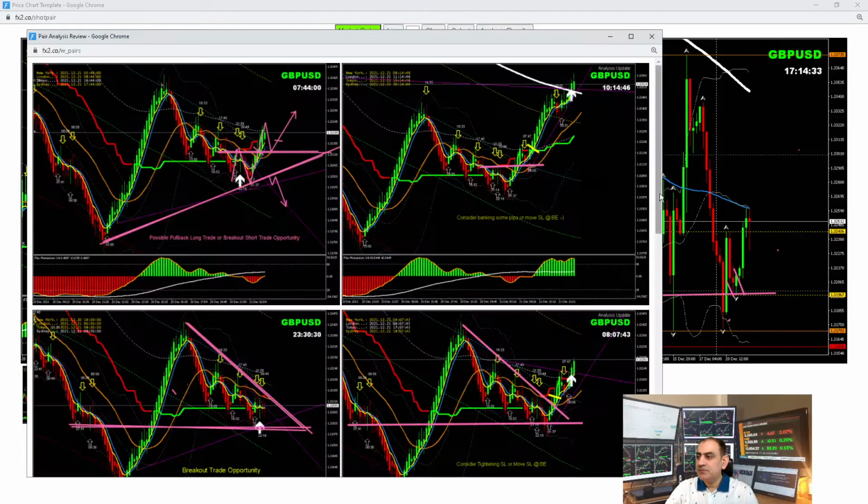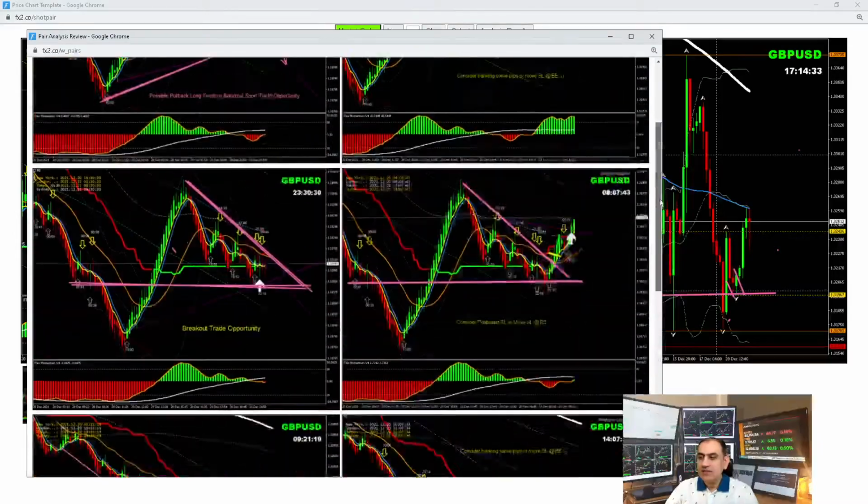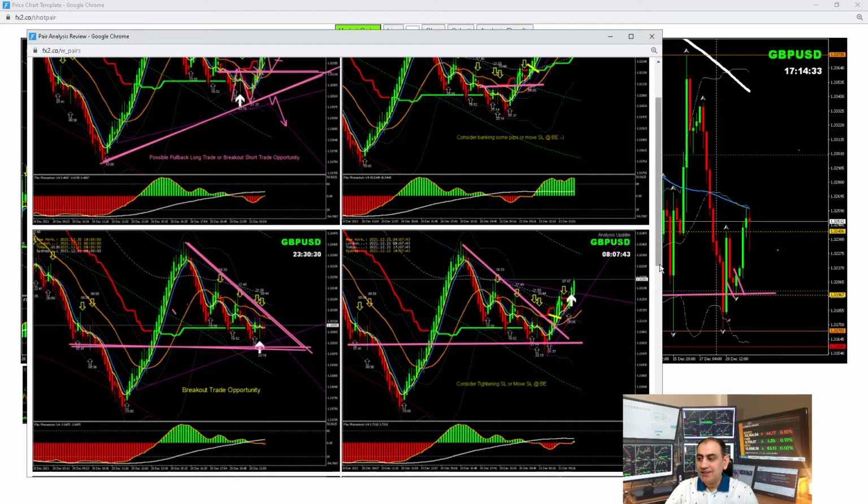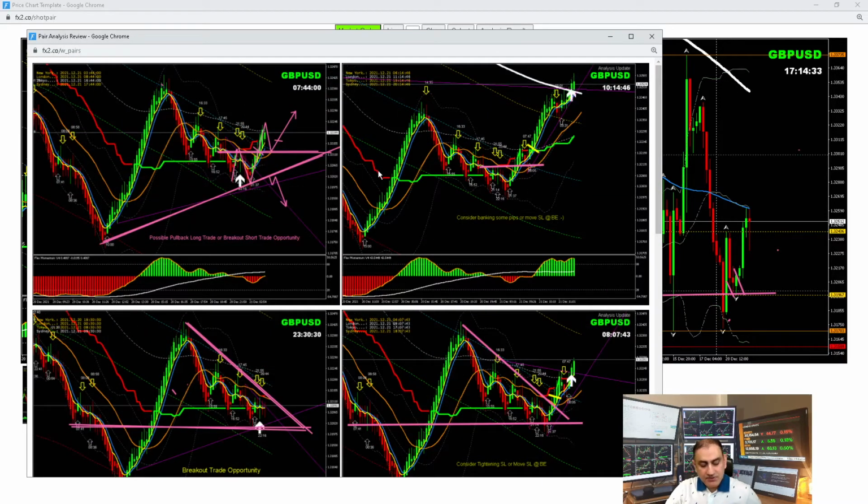As you can see here, this is the analysis I did in the Asian session. We had this breakout, and after this breakout, this morning I explained to my traders, that's what we do, explain the price action in real time. So we were expecting a long at this level, as mentioned in the analysis.